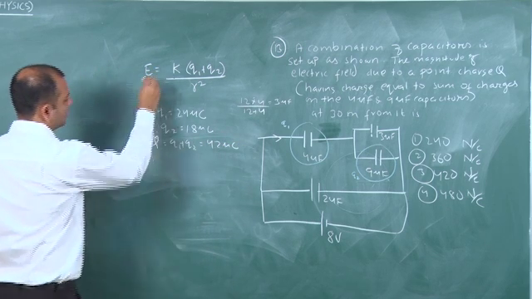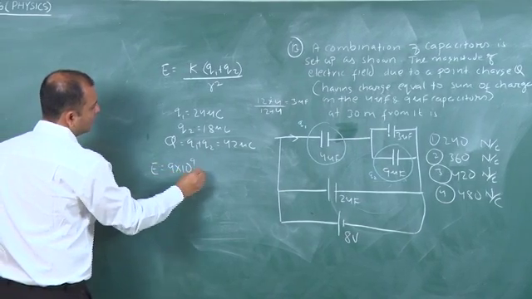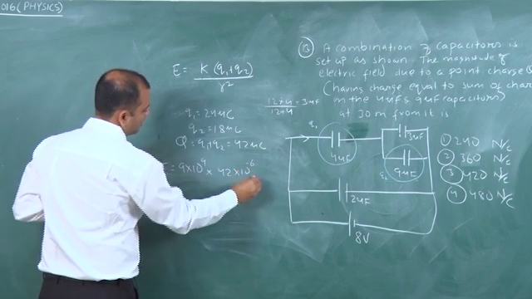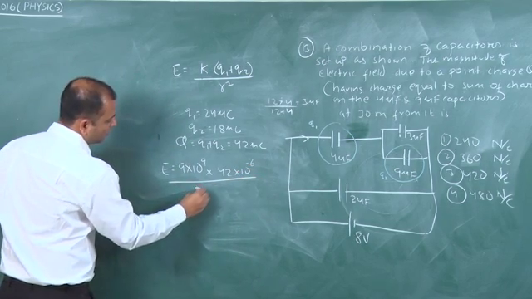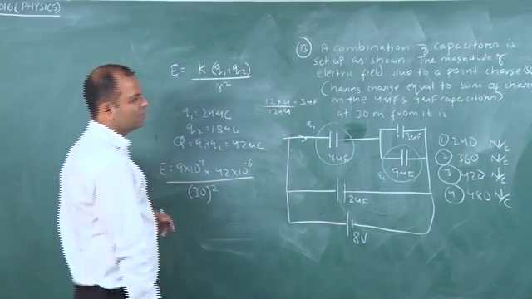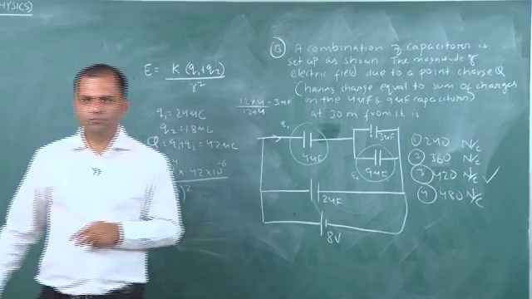Just putting the values here, you will get E equal to K, which is 9 into 10 to power 9, into Q1 plus Q2 is 42 into 10 to power minus 6, divided by R, which is 30 square. Simple calculations will give you the answer, 420 Newton per coulomb.